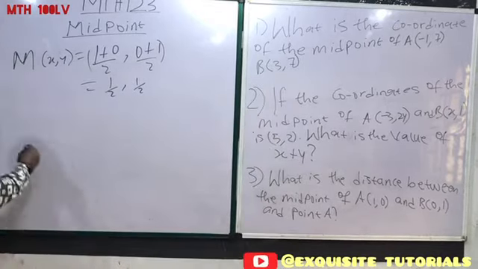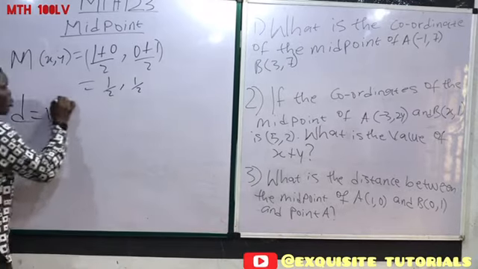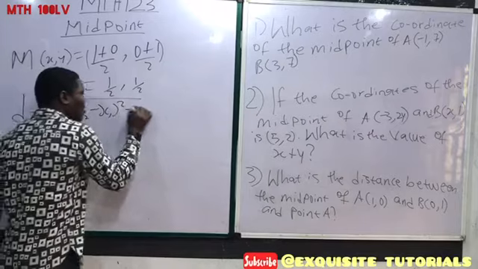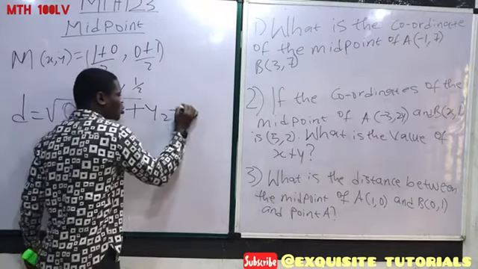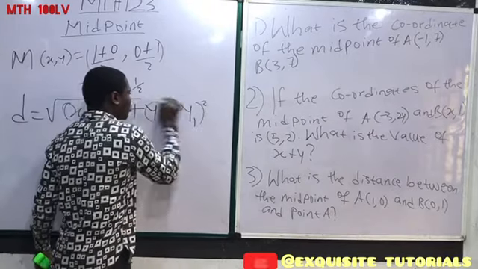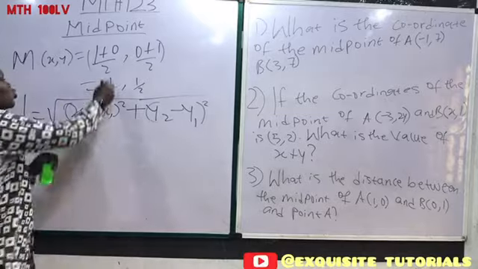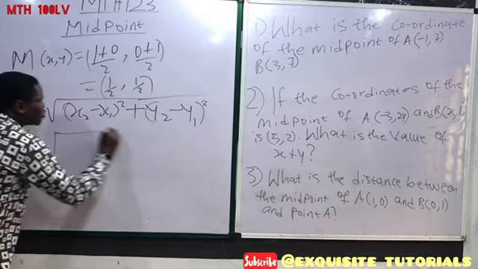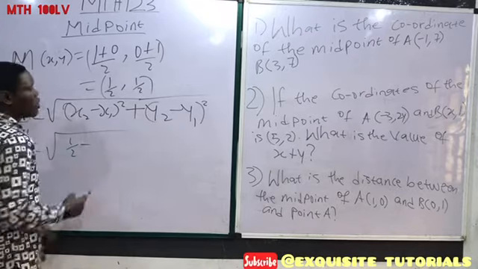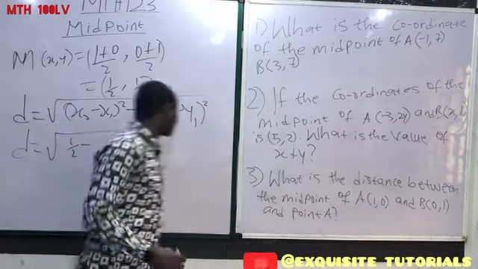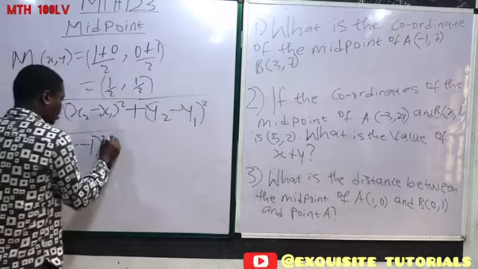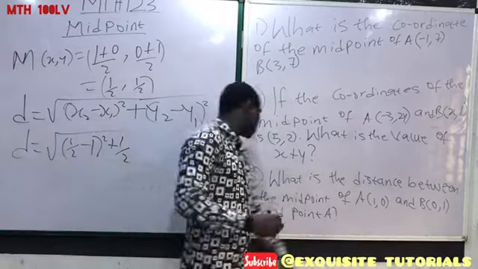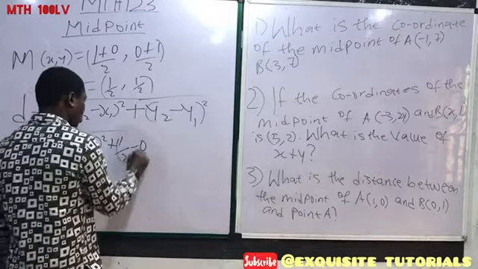Don't forget in our first video that the distance between 2 points is the square root of x2 minus x1 all square plus y2 minus y1 all square. Now, this is the coordinate we work with and point A. So the distance is square root of 1 over 2 minus 1 all square plus 1 over 2 minus 0 all square.